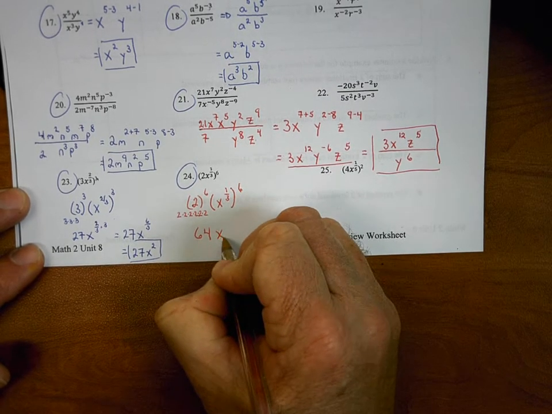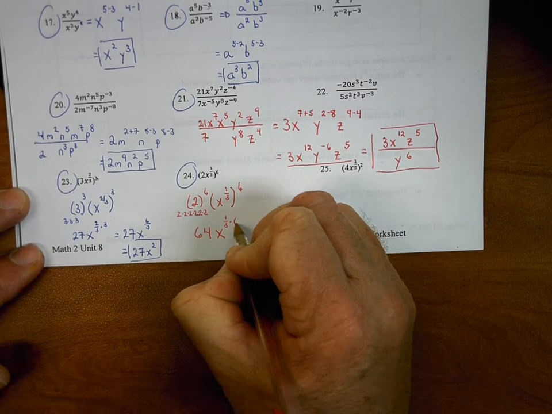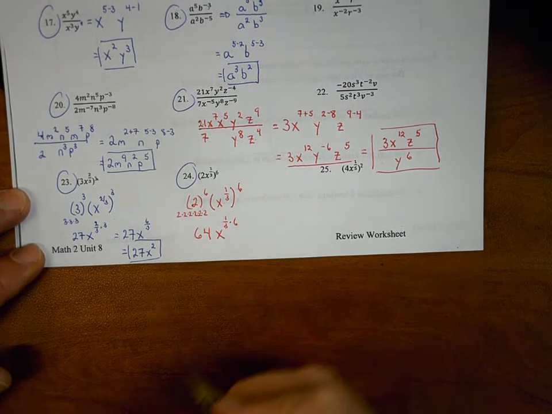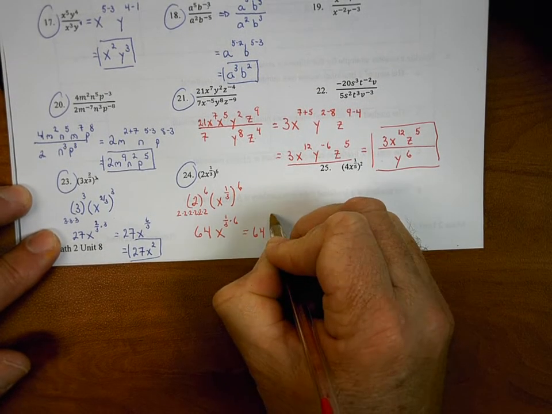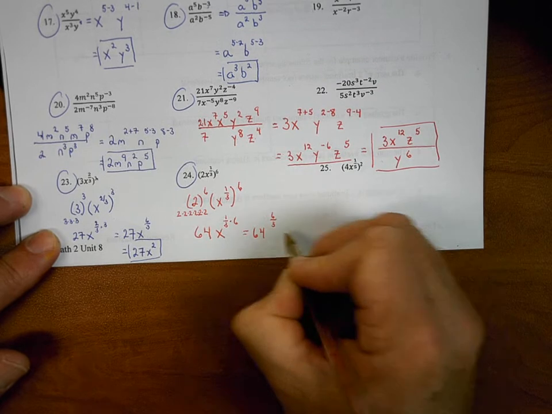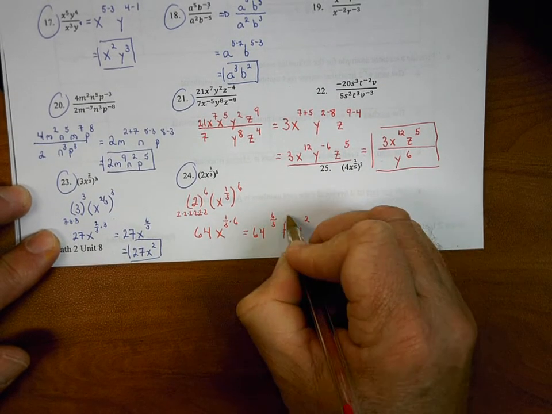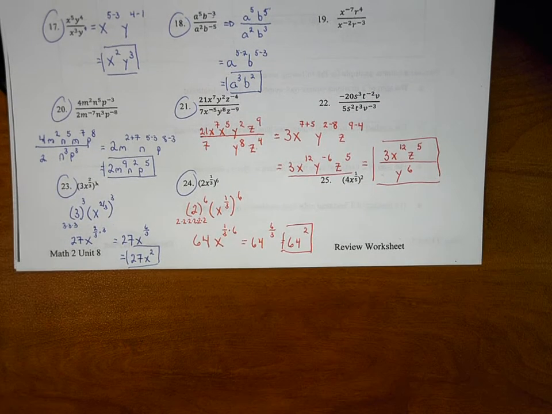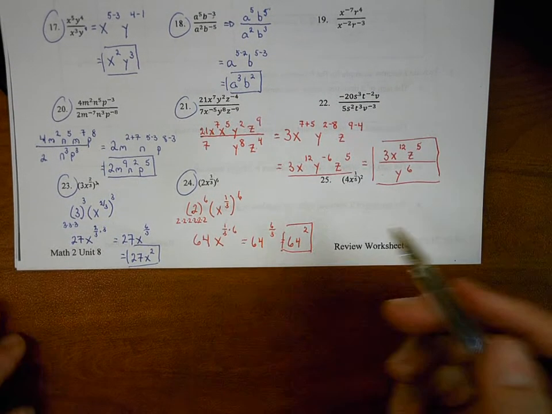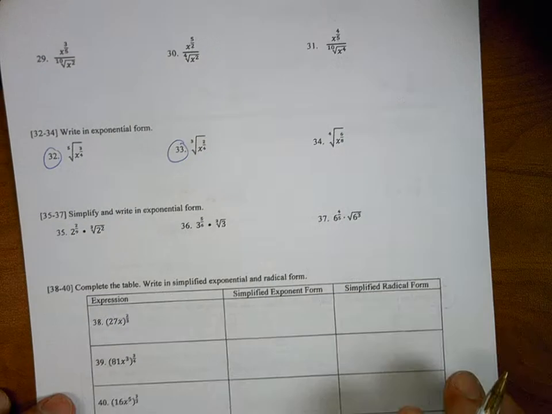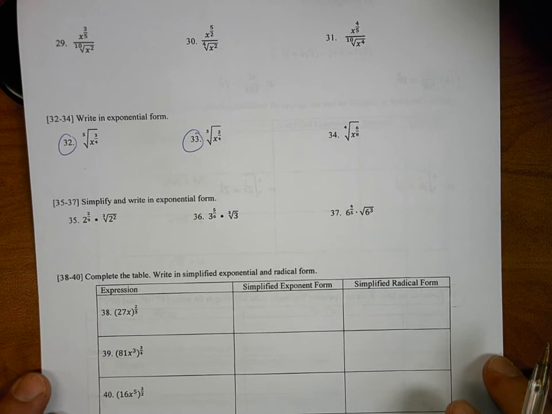And then to simplify the x's, I multiply those exponents together. So I'm going to go 1/3 times 6. That would be 6 over 3. So this simplifies to 64x to the 6/3 power, which simplifies to 64x to the 2nd power. Okay? And I'm going to leave my answer as that. I could figure that out, and it's going to be a relatively larger number, so I'm just going to leave it. Okay?